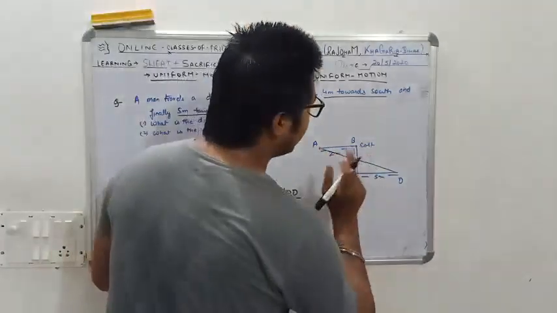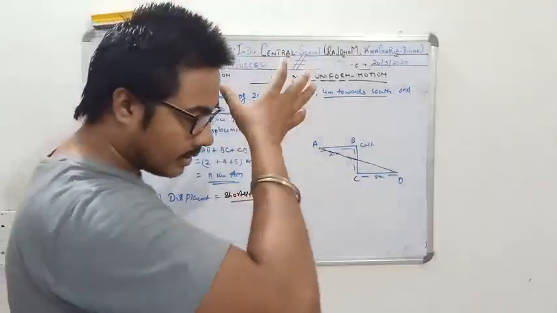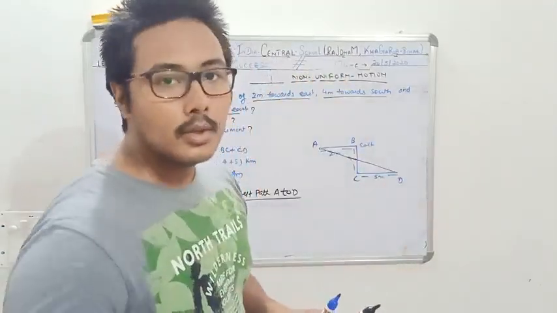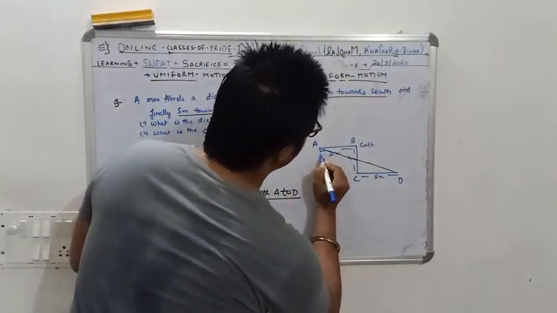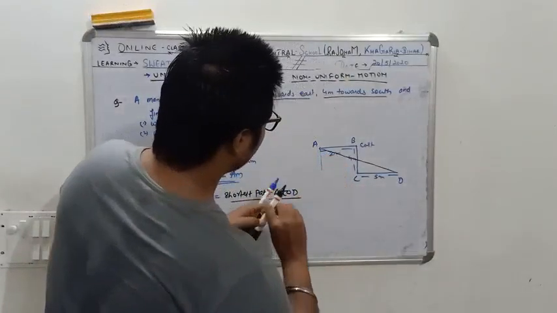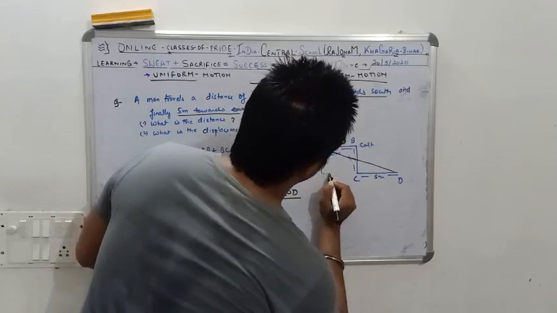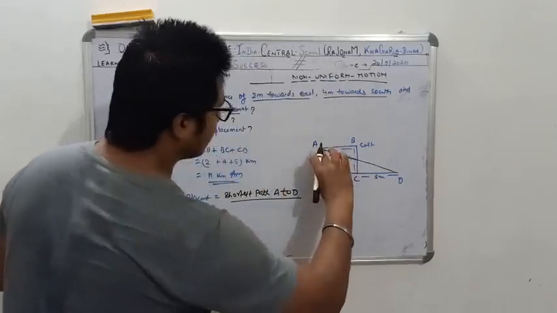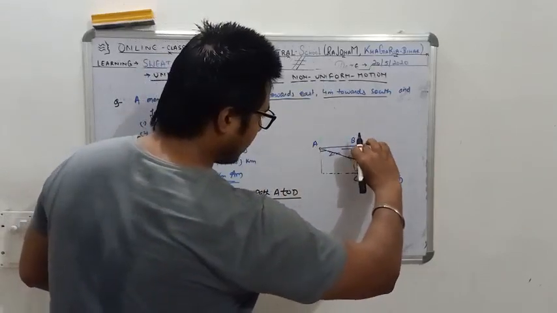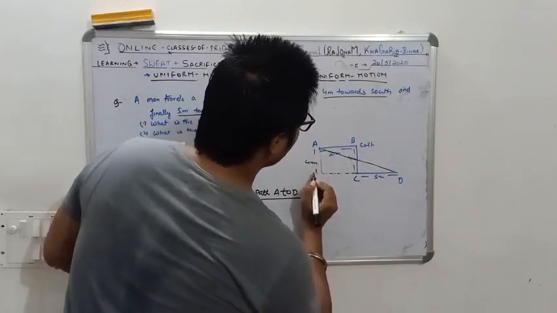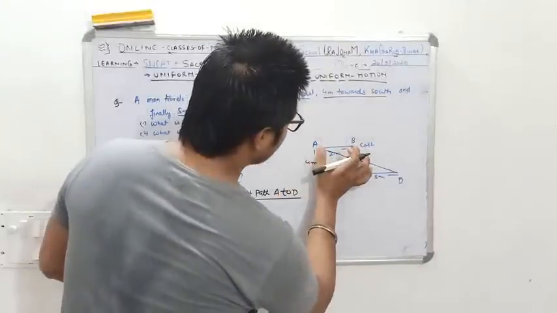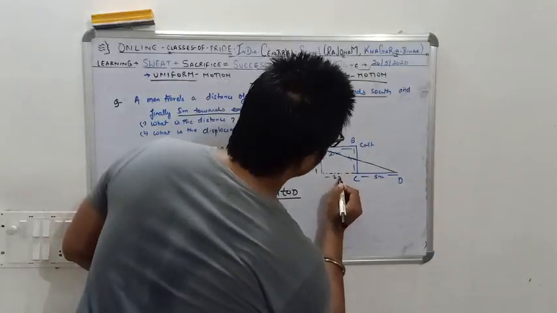How will I calculate this? You might have studied in math, there is something called the Pythagoras theorem. So what I will do is extend this downwards and extend this forward. This is the same as this, so if this is 4, this also becomes 4. And if this is 2, this also becomes 2.